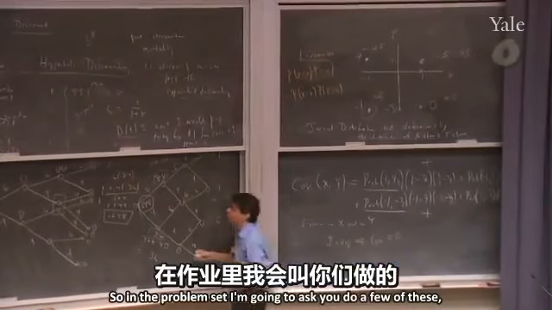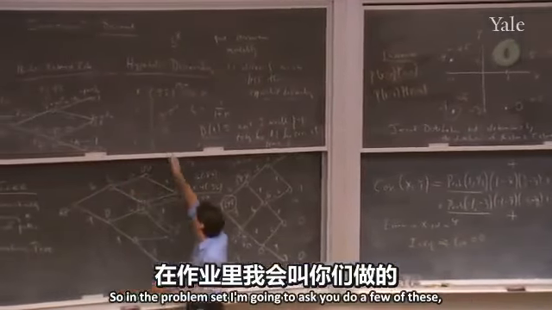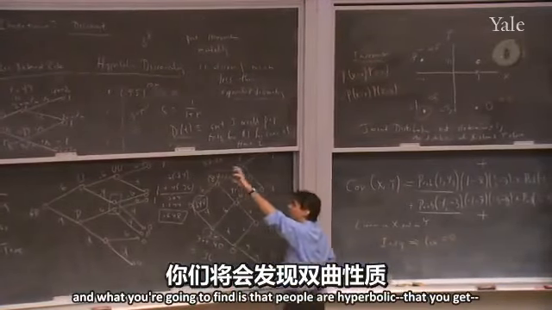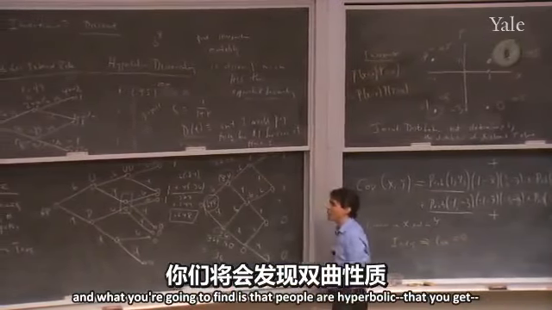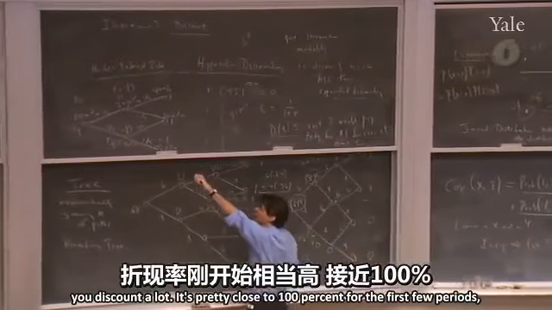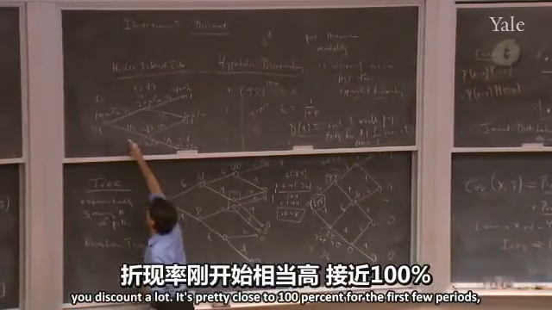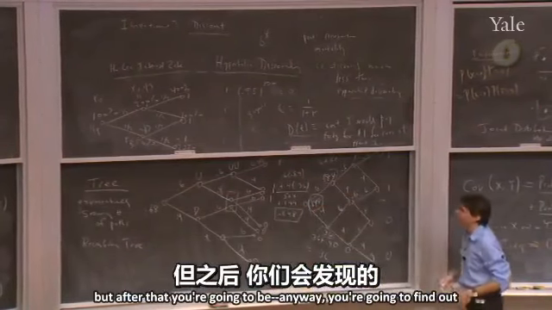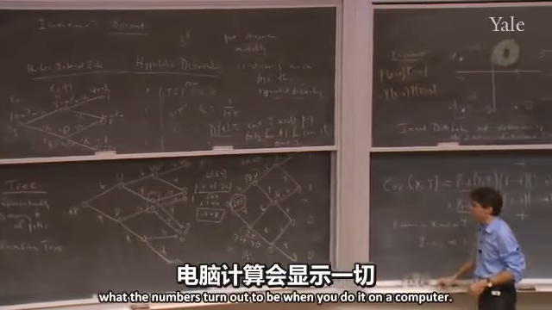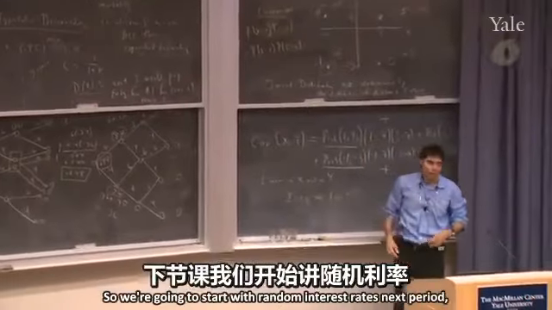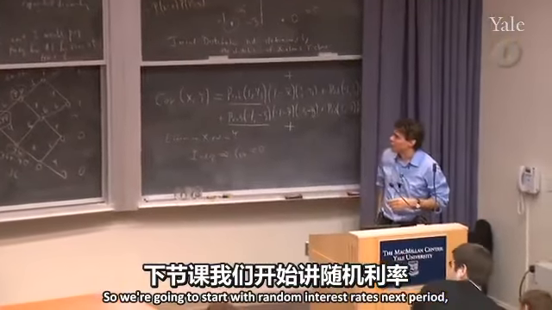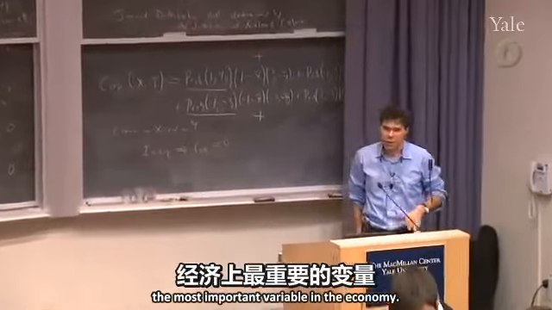So in the problem set, I'm going to ask you to do a few of these, and what you're going to find is that people are hyperbolic, that you discount a lot. It's pretty close to 100% for the first few periods, but after that, you're going to find out what the numbers turn out to be when you do it on a computer. Okay, so we're going to start with random interest rates next period, the most important variable in the economy.